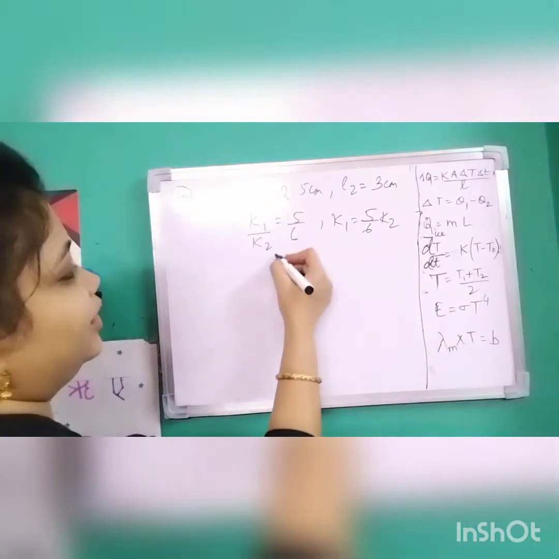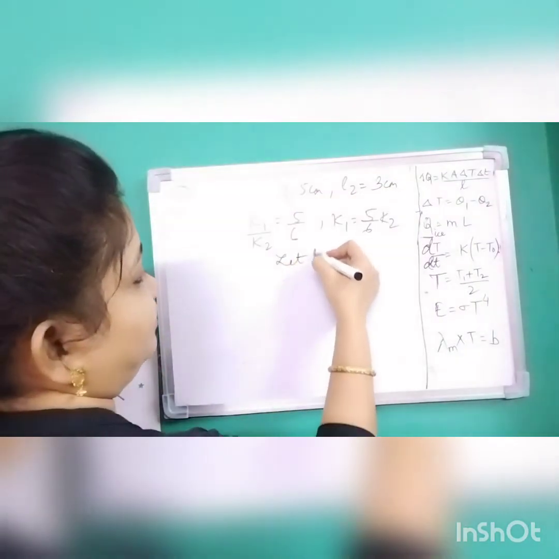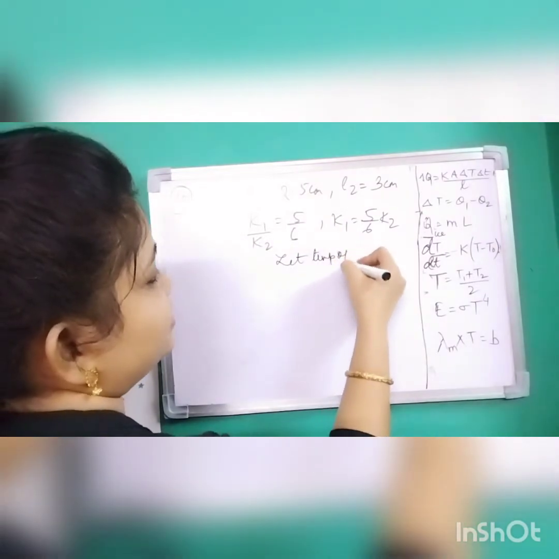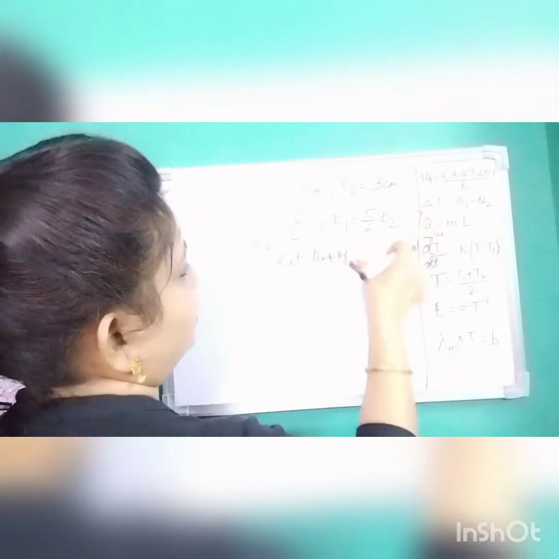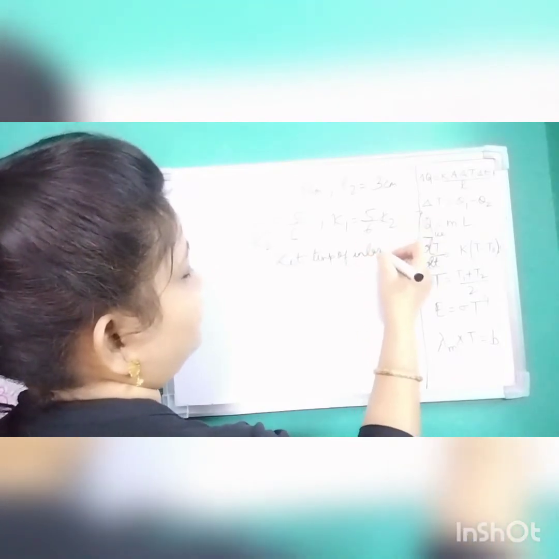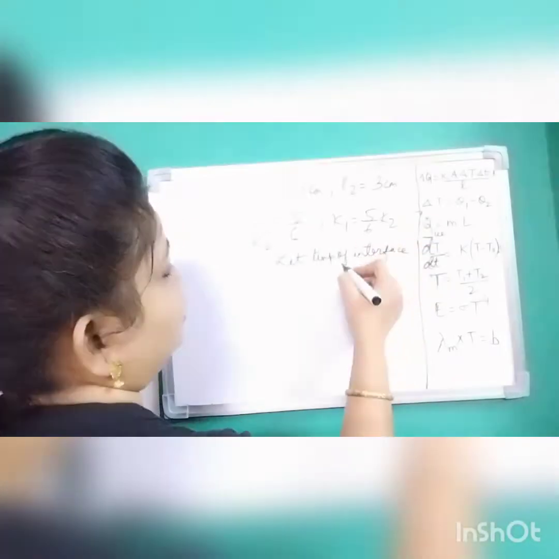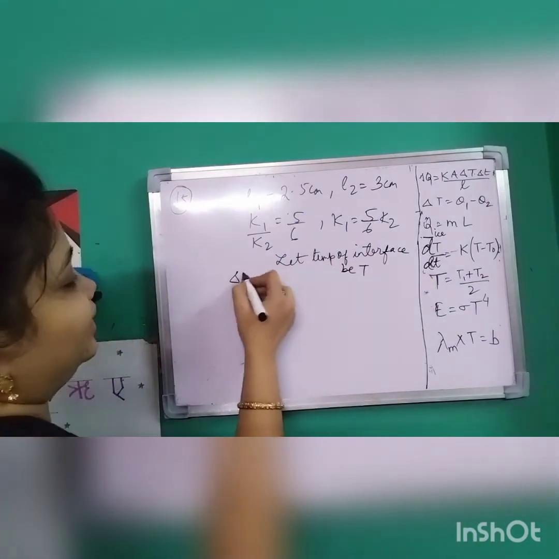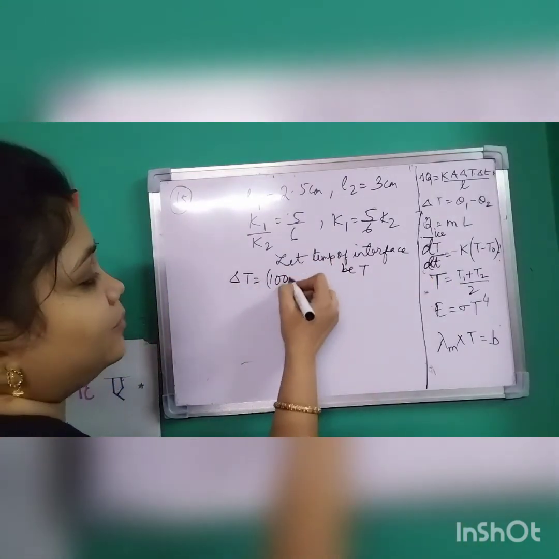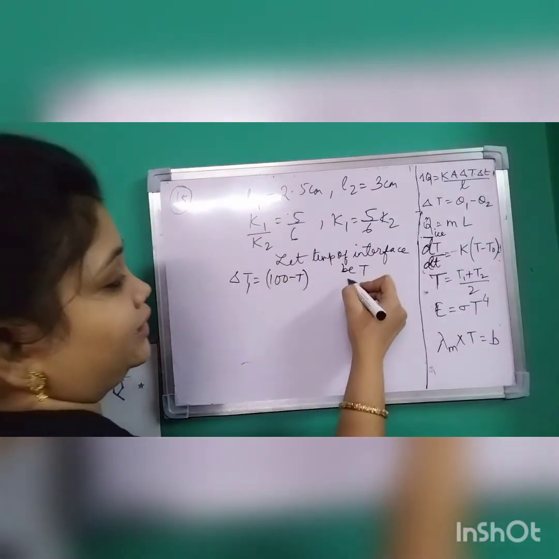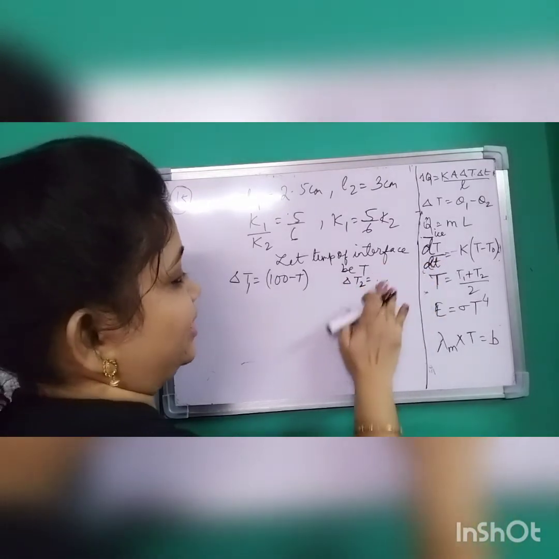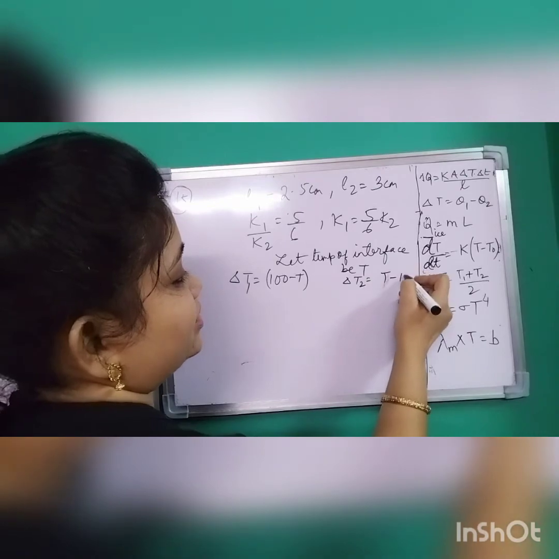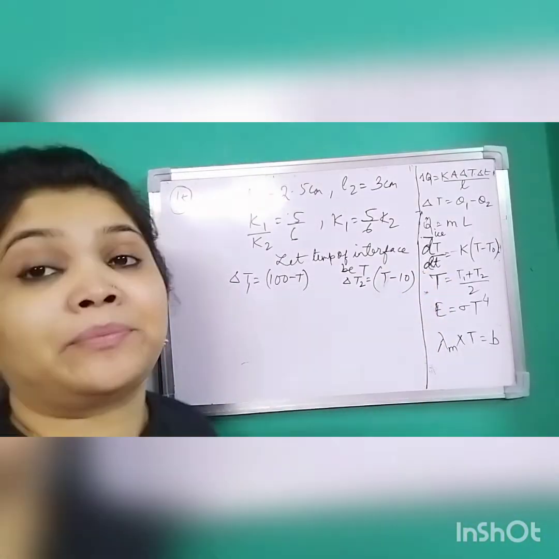So let the common temperature be T. Let the temperature of the interface be T. So what is delta T in this case? It is 100 minus T. And what is the delta T in the other case? Delta T2 is T minus 10, because T is the equilibrium temperature over here.